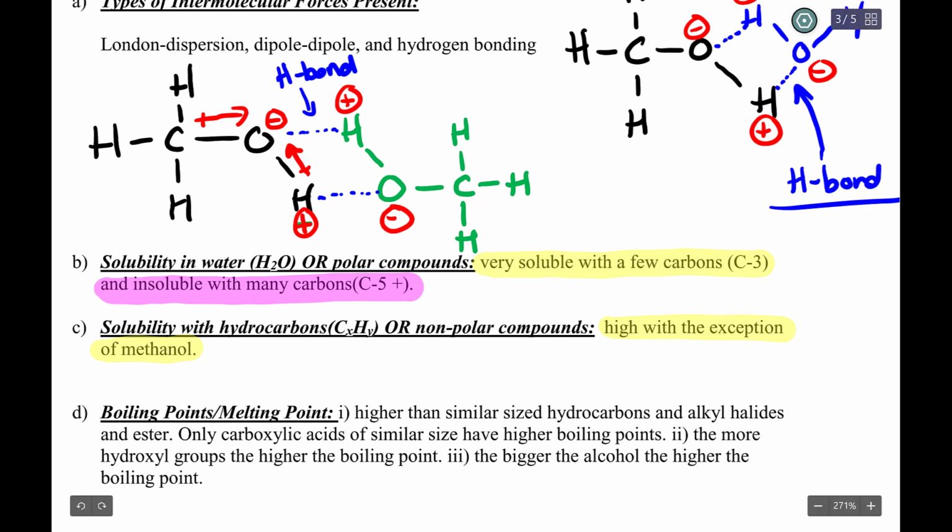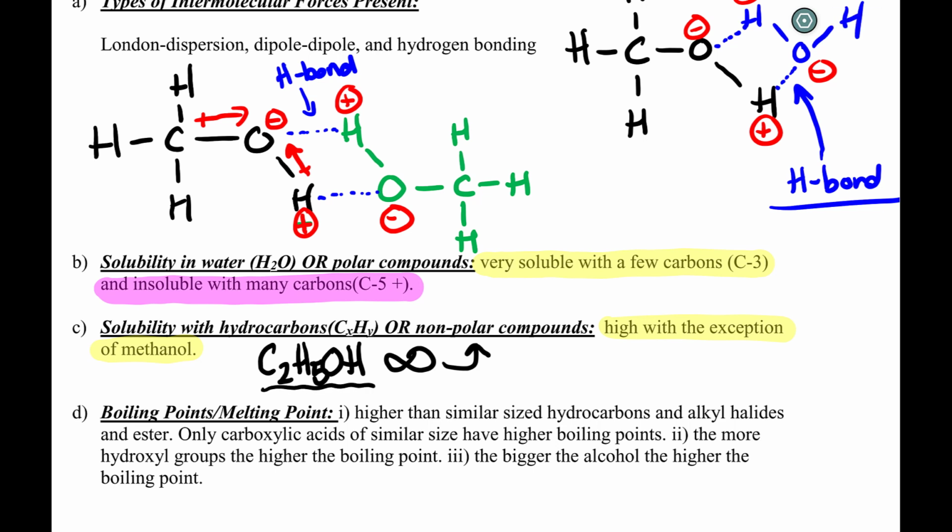But as soon as you hit C2H5OH, which is ethanol, it's infinitely soluble in nonpolar compounds, and all other alcohols beyond this that are monoalcohols, so propan-1-ol, butan-1-ol, etc., are infinitely soluble in nonpolar compounds.